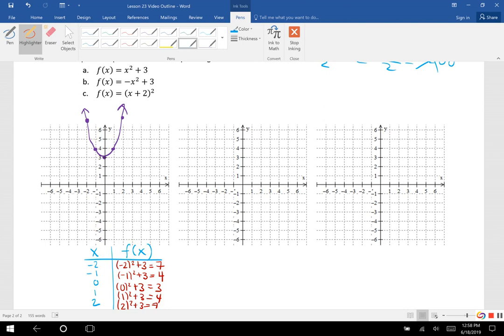So x and f of x, I'm going to make a table of values. I'll pick the same x's. So if x is -2, let's see, now we get -2 squared plus 3. That's going to become a -4 plus 3, or -1.